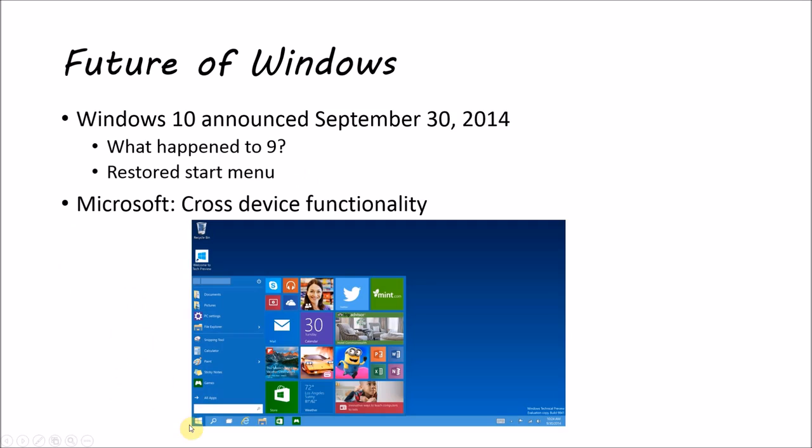So if you look, there's a start button, and you have your start menu. But it's got something like the start screen to the side of it. So it's kind of like a hybrid. But in any way, this is what's coming after Windows 7, Windows 8, Windows 8.1. We now have Windows 10. So that's pretty much it for Windows.